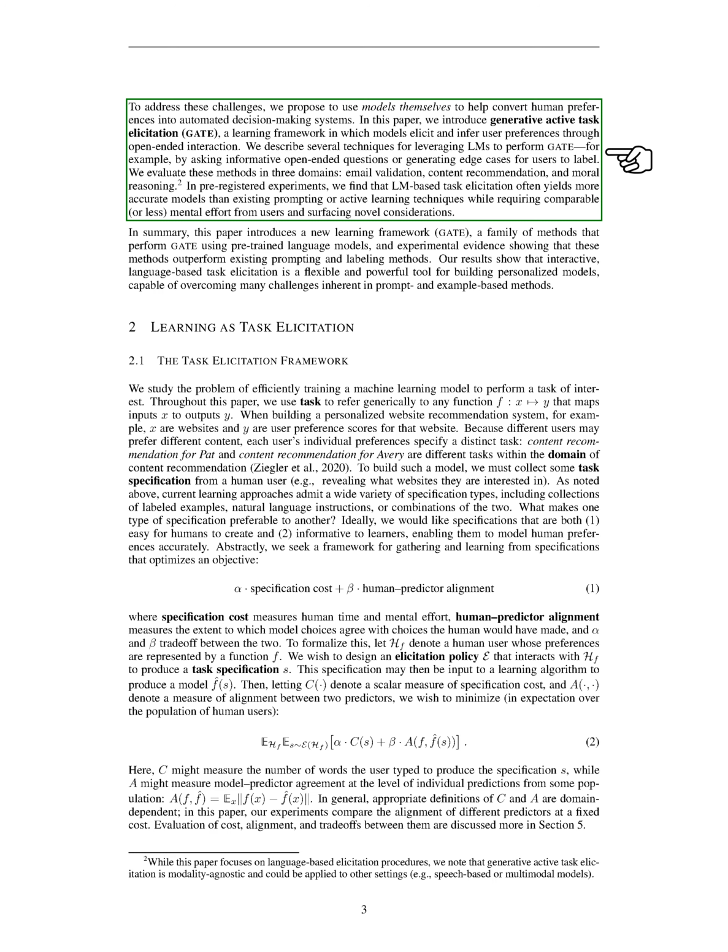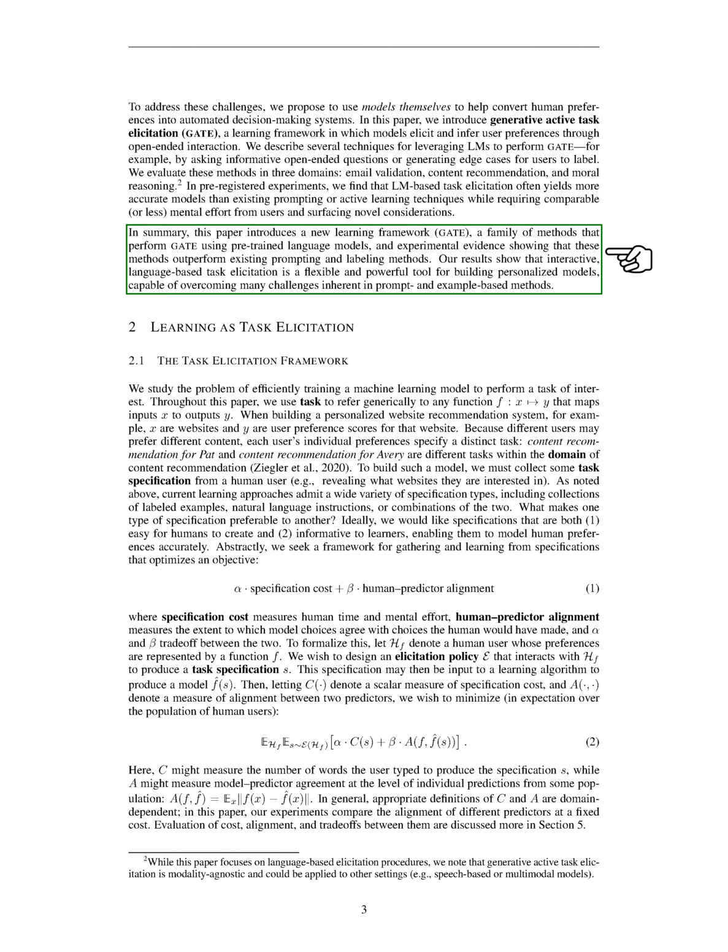In our pre-registered experiments, we found that language model-based task elicitation often results in more accurate models than existing prompting or active learning techniques, while requiring similar or less mental effort from users. In summary, this paper introduces a new learning framework, GATE, a set of methods that use pre-trained language models to perform GATE, and experimental evidence showing that these methods outperform existing prompting and labeling methods. Our results show that interactive, language-based task elicitation is a flexible and powerful tool for building personalized models, capable of overcoming many challenges inherent in prompt and example-based methods.